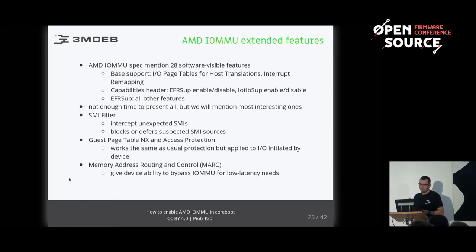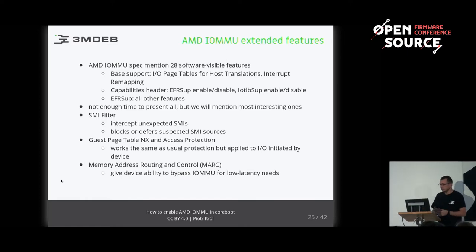A very interesting feature, in my opinion, is the SMI filter. It can intercept unexpected SMIs. It can block some suspicious SMIs, which is good for security, although I don't know how exactly it works yet because I didn't dive deep enough into that. There are classic features like the NX bit in page tables and access protection. And there is an interesting feature called MARC, memory address routing and control, which can go through the IOMMU control to improve performance. But of course, the IOMMU causes a drop in performance when configured.